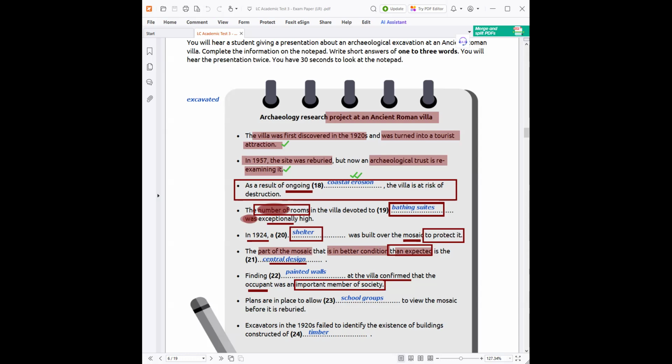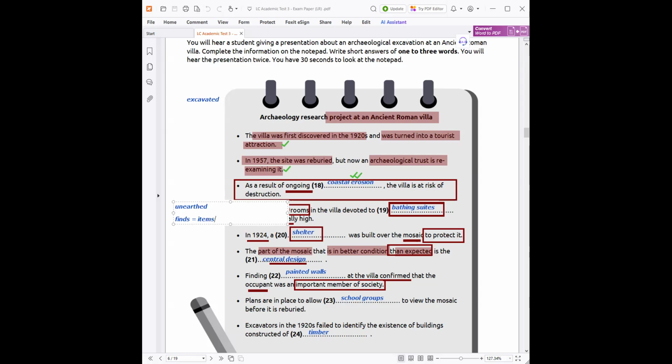He's saying we unearthed numerous finds. This word finds here means items, artifacts. Unearthed means they excavated, they discovered.